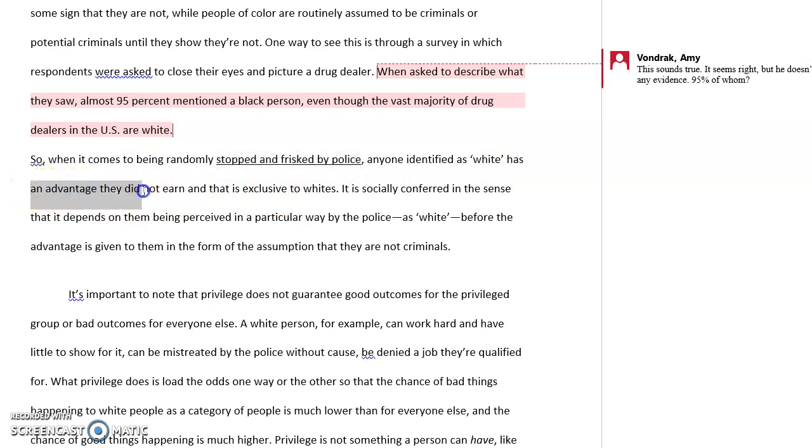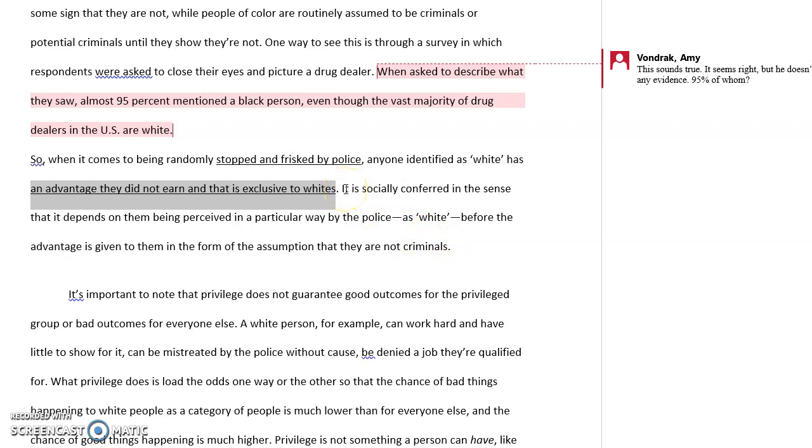So here's an advantage they did not earn, and that is exclusive to whites. I'm going to underline that because it relates back to that definition we saw at the beginning. It is socially conferred in the sense that it depends on them being perceived in a particular way by the police as white, before the advantage is given to them in the form of the assumption that they are not criminals.